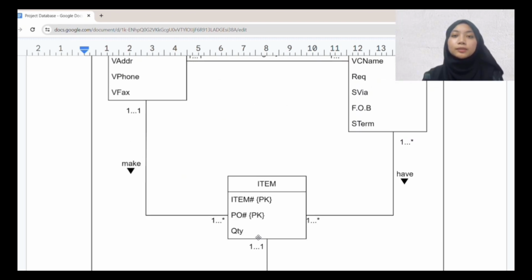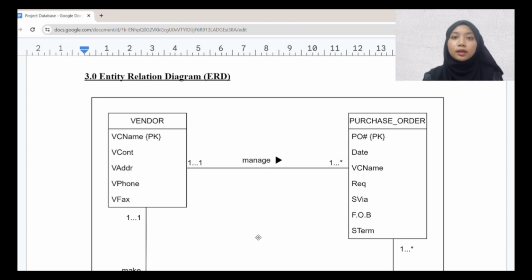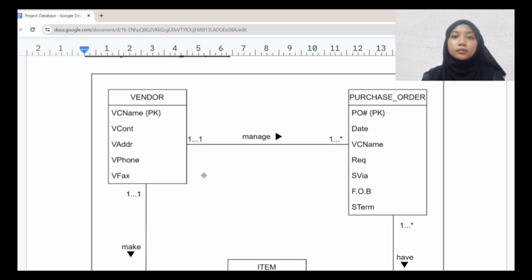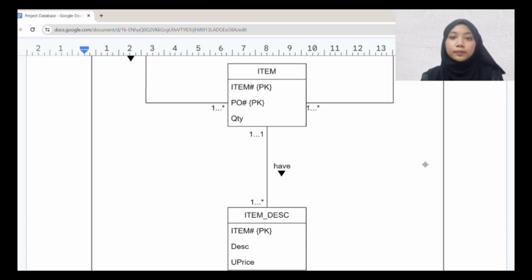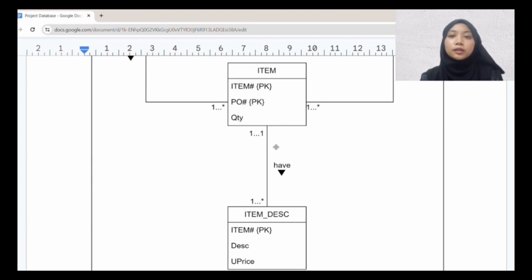Moving on to relationship and cardinality in our ERD. So vendor manages one-to-many purchase orders, while a purchase order is managed by one and at most one vendor. Vendor also makes one-to-many items, while an item is made by one and at most one vendor. A purchase order has one-to-many items, while an item is in one-to-many purchase orders. Each item has one-to-many item descriptions, while the item description is for one and at most one item.